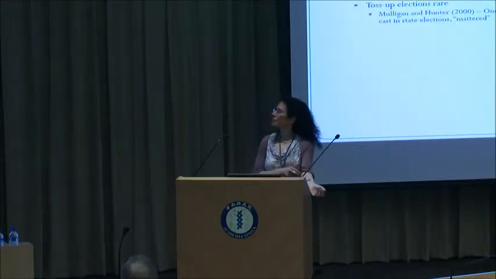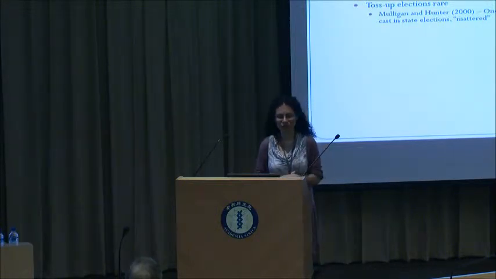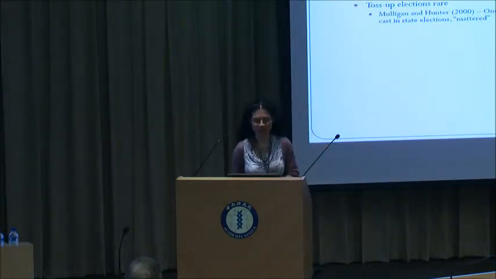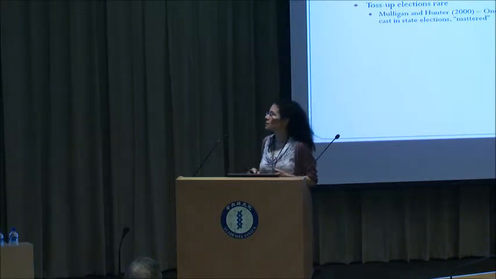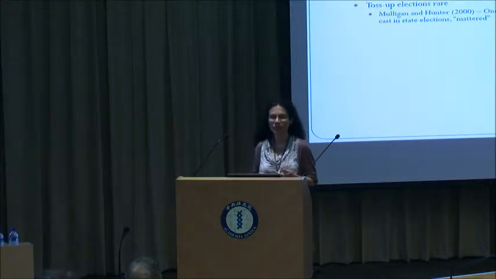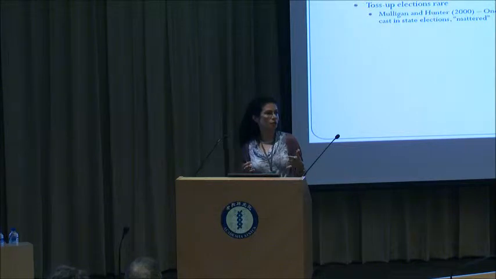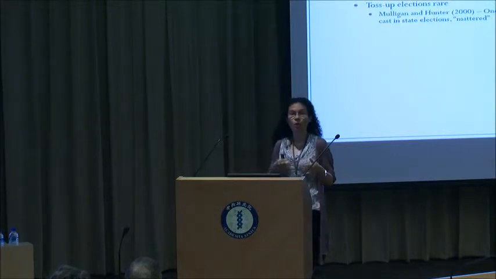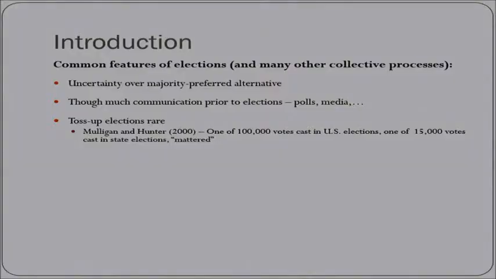The motivation for this is that we noticed a bunch of common features of elections or many other collective processes. First of all, there is some uncertainty over the majority preferred alternatives. That's the first feature. The second one is that there is this uncertainty despite a lot of communication prior to the election. And this communication can be through polls, through the media, through actual conversations, and so on. Now, toss-up elections are rare, and that's another feature that is kind of interesting.